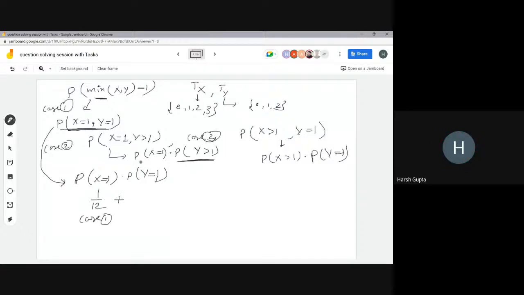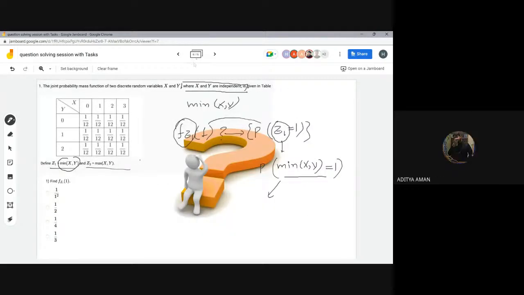And for case 2, what will be this value? Probability that x equal to 1. What is the probability that x equal to 1? Only joint is given, no separate. So can we calculate separate here? Yeah, we can. So range is 0 to 3, so 1 by 4. So what should be here, y or x? Y. Very important to know this.